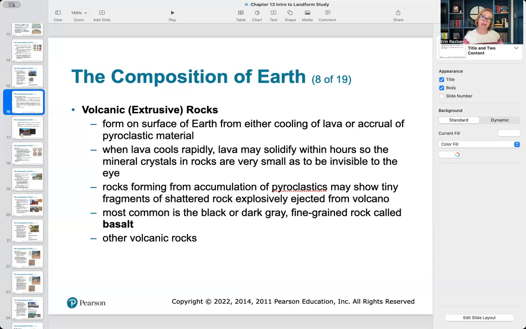So think about making rock candy. If you cool sugar solution slowly, you get large crystals, but rapidly cooling produces smaller crystals. The same principle applies to igneous rocks.